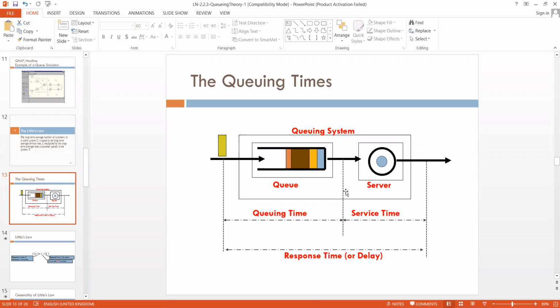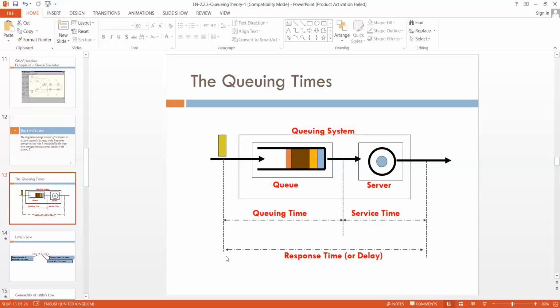Then we also have what we call the service time. The service time is when you're called upon for service, so you move to the teller. How long it takes for the teller to serve you is what we refer to as the service time. Now the total response time: let's say you're in the bank, how long is it going to take for you to walk out of the bank?